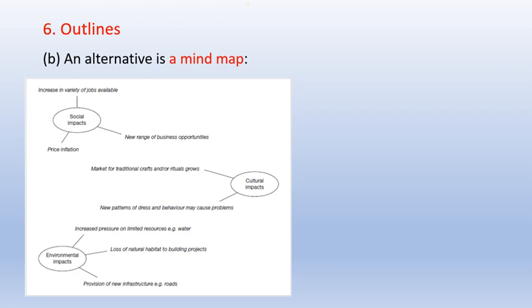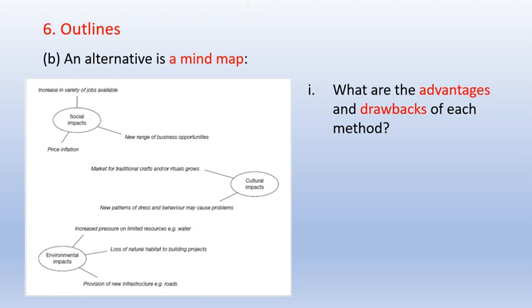It is still taking the content from the listing method. So now you can take a look at the main points via the mind map method. What are the advantages and drawbacks of each method? So what good points are there if you use the list method and the mind map method, and what difficulty do you have if you use the list method and the mind map method? It has both good points and bad points if we use different methods.